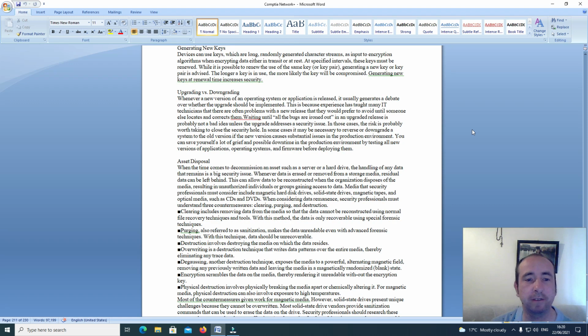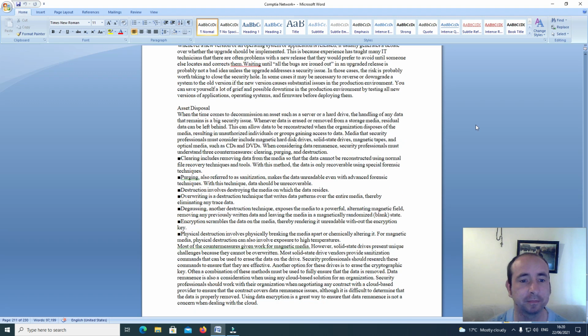Generating new keys. Devices can use keys, which are long, randomly generated character streams, as input to encryption algorithms when encrypting data either in transit or at rest. At specified intervals, these keys must be renewed. While it is possible to renew the use of the key or key pair, generating a new key or key pair is advised. The longer a key is in use, the more likely the key will be compromised. Generating new keys at renewal time increases security.